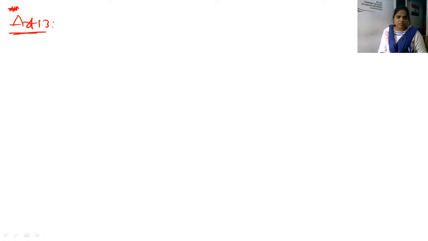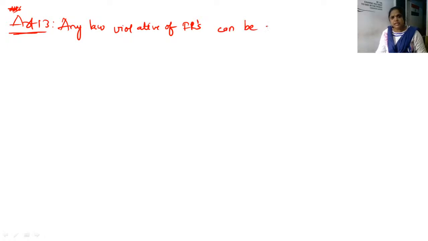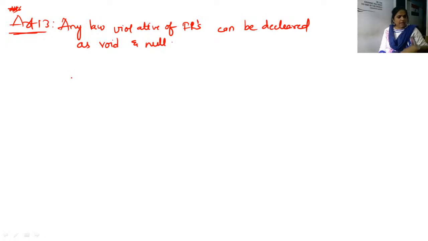Star mark. Star. Any law violative of fundamental rights can be declared as void and null. I repeat, Article 13: any law violative of fundamental rights can be declared void and null.